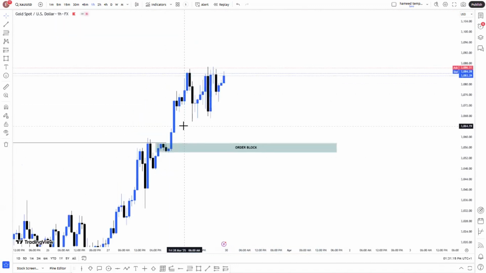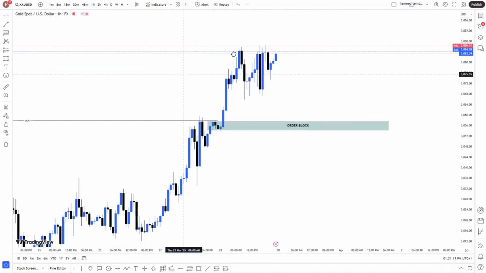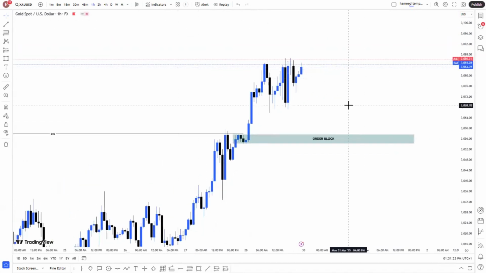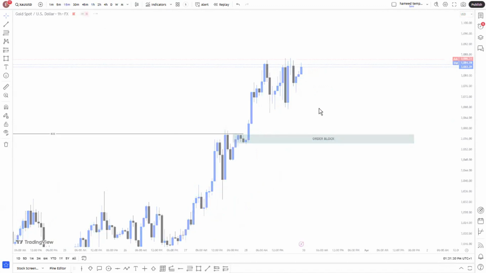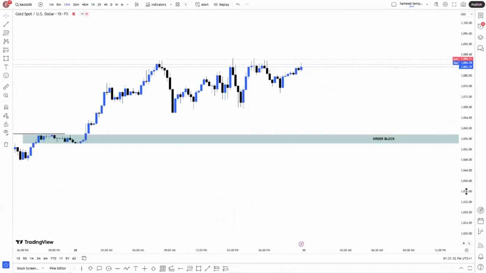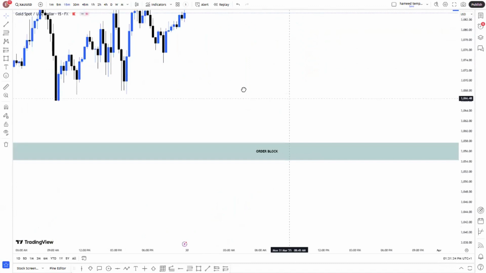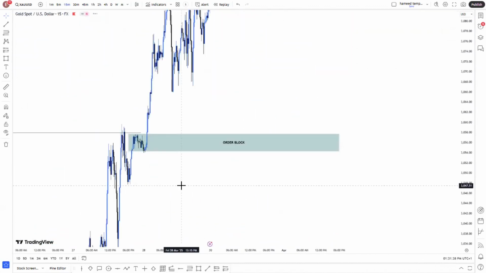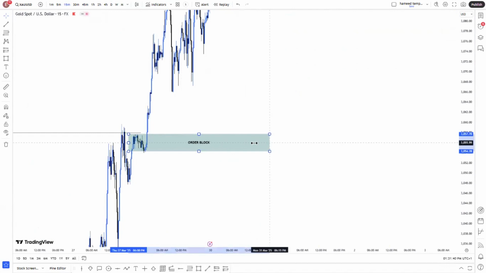So which means this will be serving as my liquidity, and I think market will create more liquidity before it gets to my point of interest. So I believe market will create more liquidity. Excuse me, let me adjust this line. Okay. So we have this line.